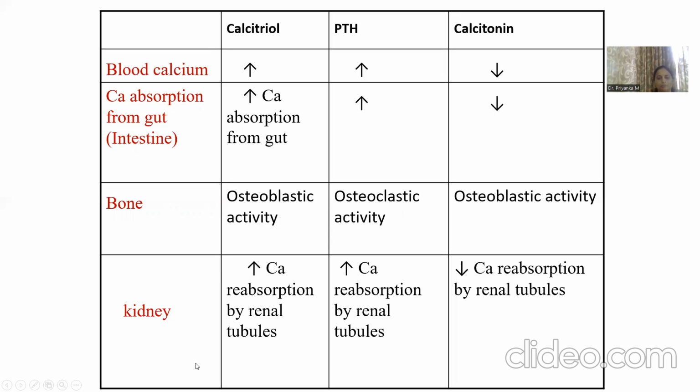Kidney. Here, calcitriol will increase the renal reabsorption, whereas PTH will also increase the renal reabsorption and decrease the excretion of calcium, whereas calcitonin is opposite, right? It decreases the reabsorption of calcium and helps to increase the excretion of calcium so that it can decrease the serum calcium level. So that is about the regulation part.